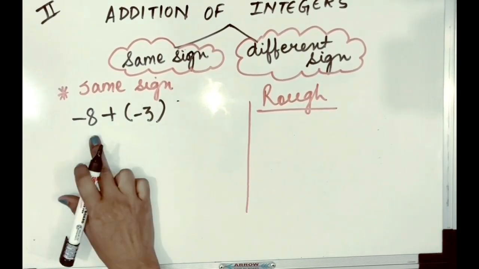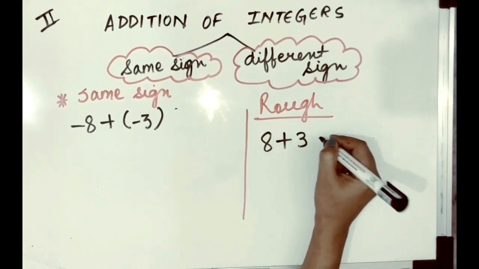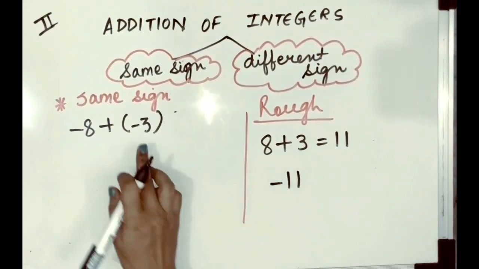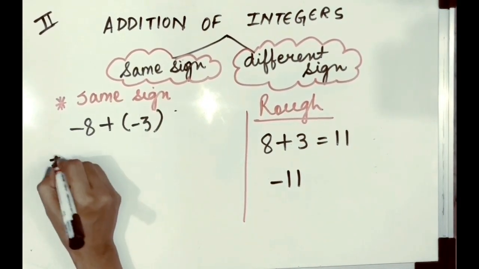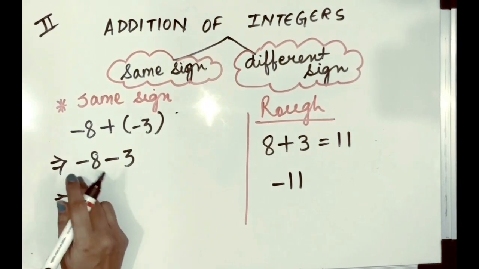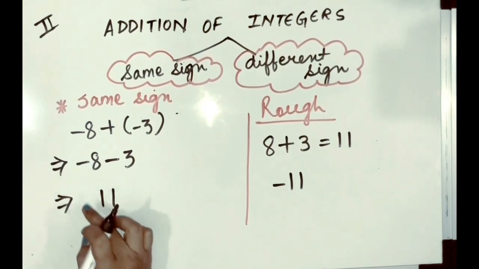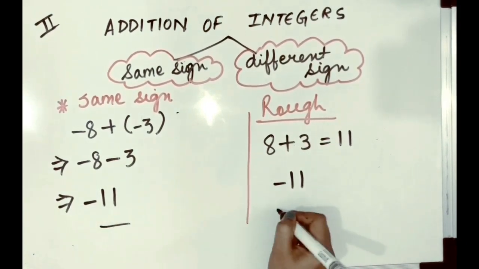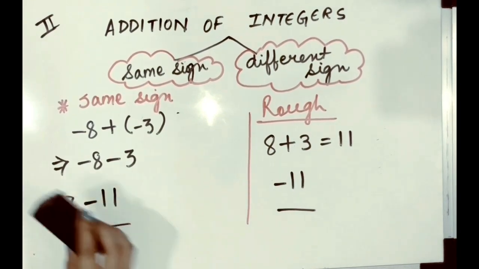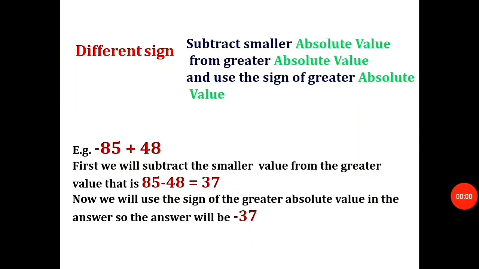Again you can see both the numbers are having minus. So first we'll add the absolute value. We'll get 11. Then with the answer we'll put the common sign which is minus. You can solve and see now. -8 plus minus is minus. Then minus minus is plus. You'll get 11 because 8 is greater than 3. We'll put the sign of 8, that will be -11. So both the sides you can see the answers are same. So this was the case when the signs are same.